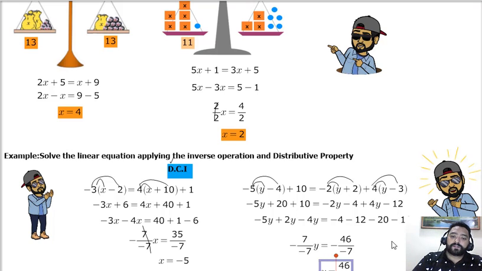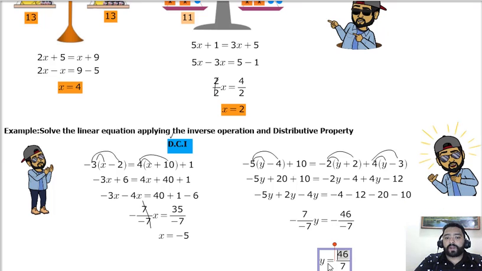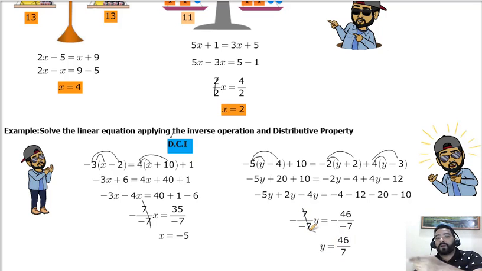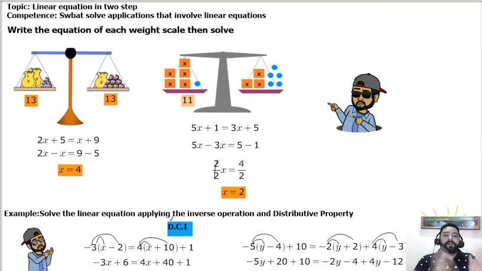Why positive 46 over 7? Because we have negative and negative, and when it's division, when we have the same sign, it's going to be a positive answer. Remember the rules for signs. And this is the distributive property and linear equations, and we use DCI.